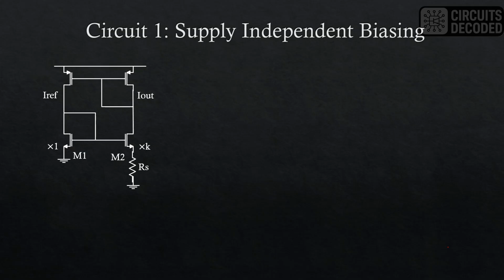One such circuit is the supply-independent bias generator, as shown in this diagram. The reason it's called supply-independent biasing is because if we work out the DC current expression of the branch currents I out, we can see that it's independent of VDD, and it depends on the device properties, the source resistance Rs, and the factor K. The factor K is the ratio of the W over L of the NMOS transistors M2 and M1.